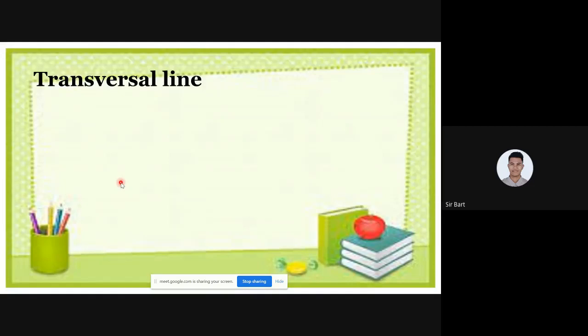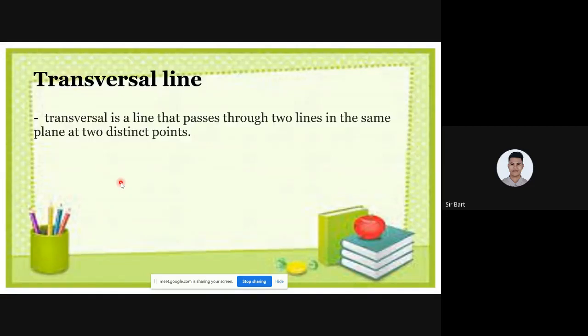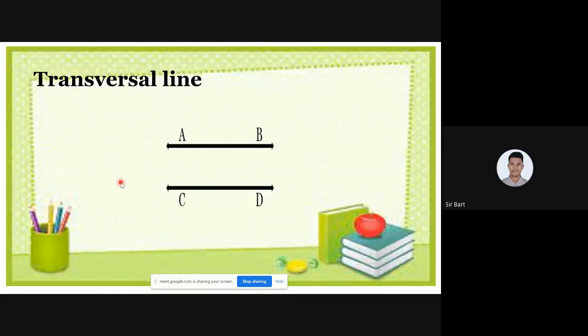Next is a transversal line. A transversal line is a line that passes through two lines in the same plane at two distinct points. We have here an example, and we have parallel lines, line AB and line CD. I will put another line, so this is what we call now the transversal line, and we name our line as line EF. Line EF now is the transversal line.